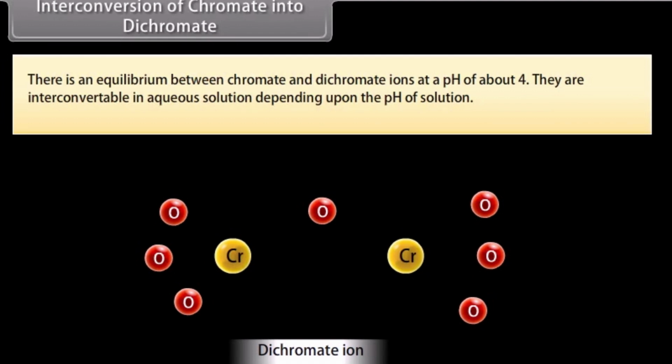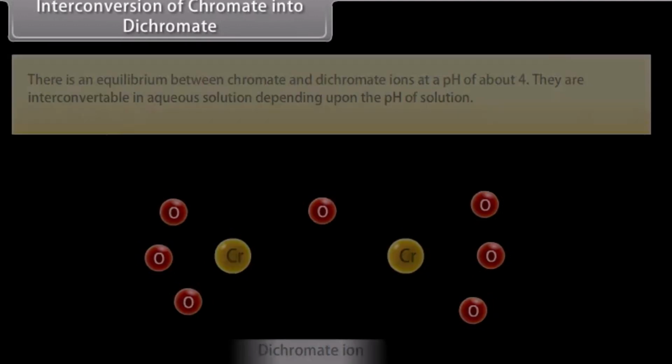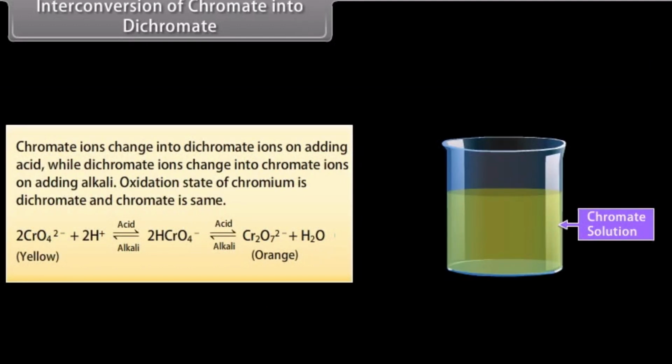They are interconvertible in aqueous solution depending upon the pH of solution. Chromate ions change into dichromate ions on adding acid, while dichromate ions change into chromate ions on adding alkali. Oxidation state of chromium in dichromate and chromate is same.